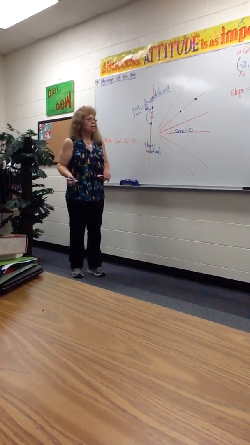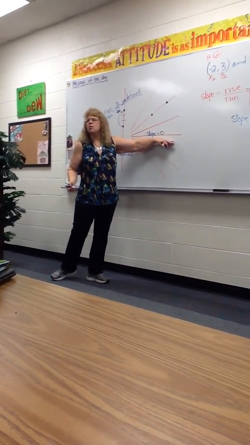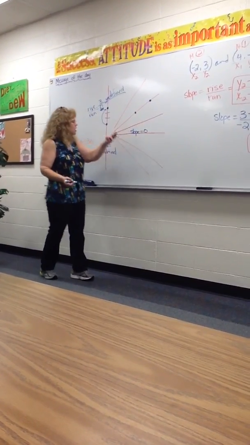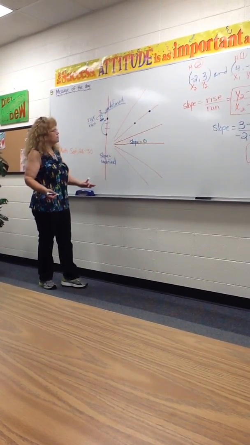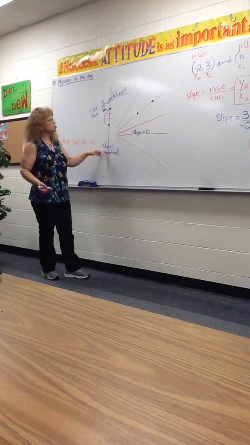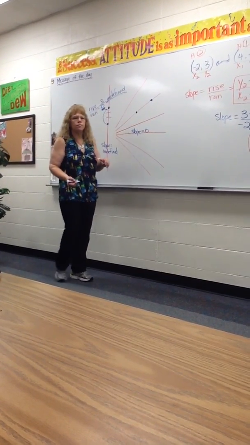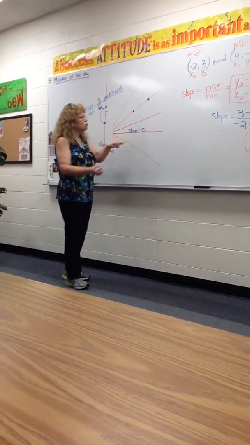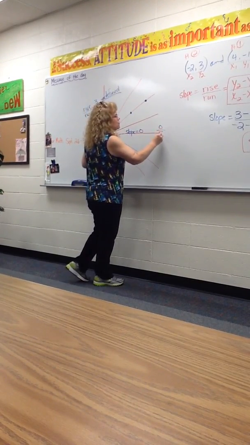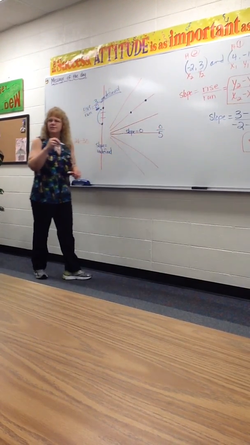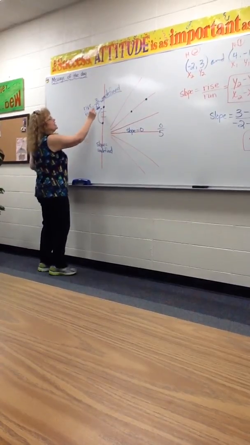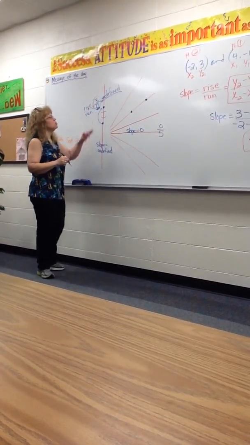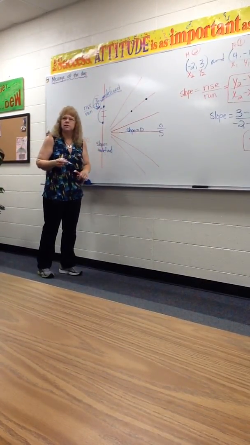Undefined. Slope of the flat one is 0. That's where you get a 0 on top. The slope of the vertical line, undefined. That's where you get 0 on the bottom. So don't just write the slope is 0 over 5. I want to know that you know that's 0. You can't just write the slope is 3 over 0. You need to tell me the slope is undefined.